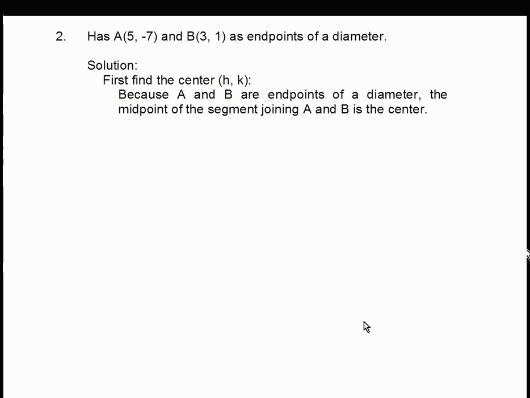So because A and B are endpoints of a diameter, the midpoint of the line segment joining them is going to be the center. So (h, k) is going to be ((5 + 3)/2, (-7 + 1)/2), remember. Add the x's, divide by 2, add the y's, divide by 2. That gives me, what, 8/2, -6/2. The point is what, (4, -3)? There's my (h, k).